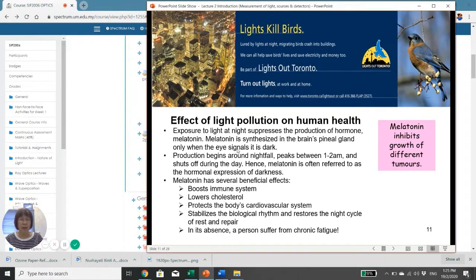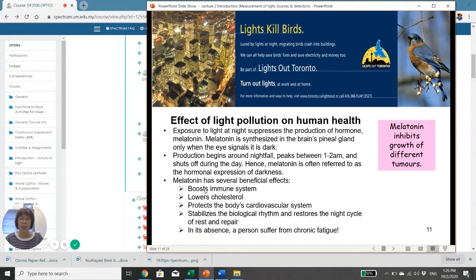We have a hormone called melatonin, and when the eye signals that it's dark, melatonin will be synthesized. The production of melatonin peaks between 1 to 2 a.m. and shuts off during the day. So it's like our time pace clock that tells us it's day and night. That's why it's sometimes referred to as the hormonal expression of darkness.